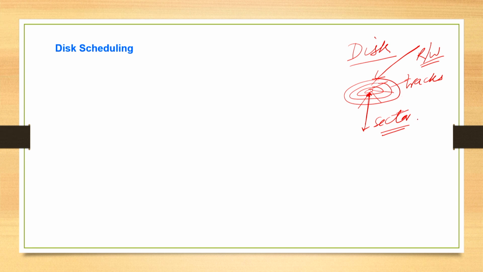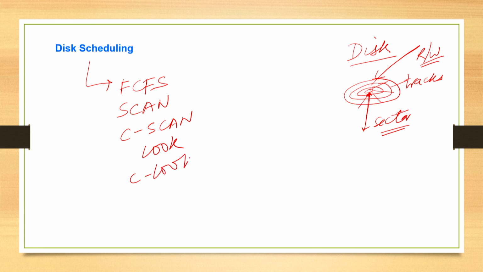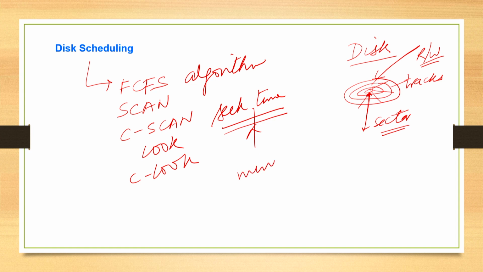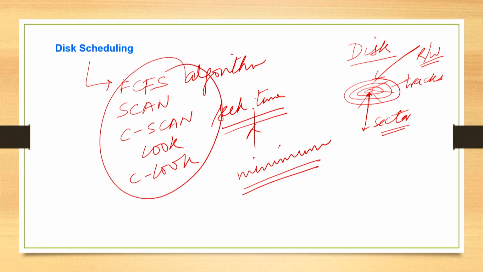This can be done by using various disk scheduling algorithms, that is first come first serve, scan, C-scan, look and C-look. These are the various algorithms available to compute the seek time, and obviously the one whose seek time is minimum will be better. How to select and decide which one is best suited for minimizing the seek time will be decided by the operating system.